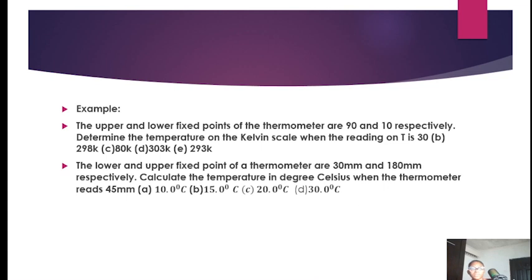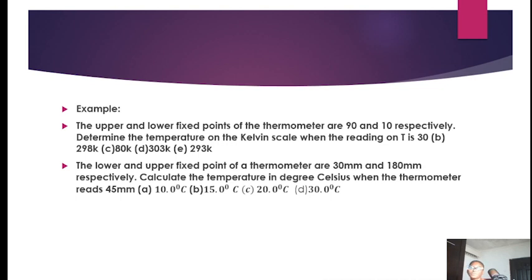The next question says the lower and upper fixed points of a thermometer are 30 millimeter and 180 millimeter. You know that the lower point is the freezing point and the upper point is the boiling point. So it says calculate the temperature in degrees Celsius when the thermometer reads 45 millimeter. So we have 180, 30 and 45 millimeter.